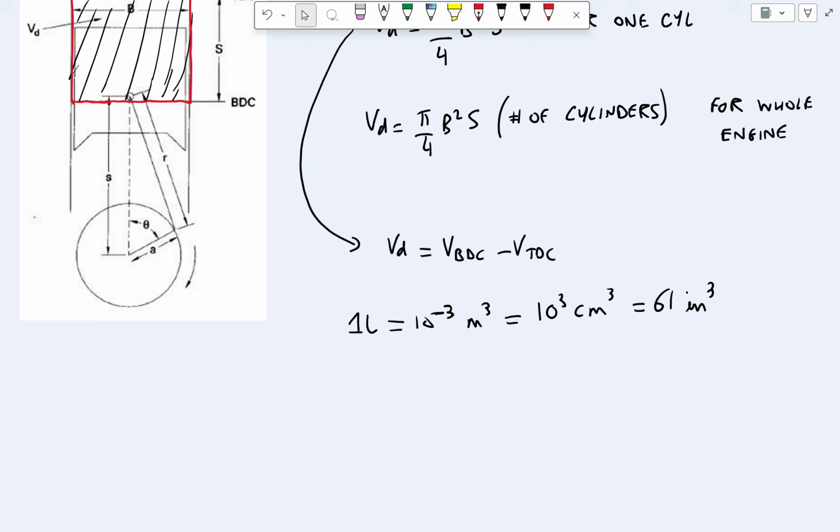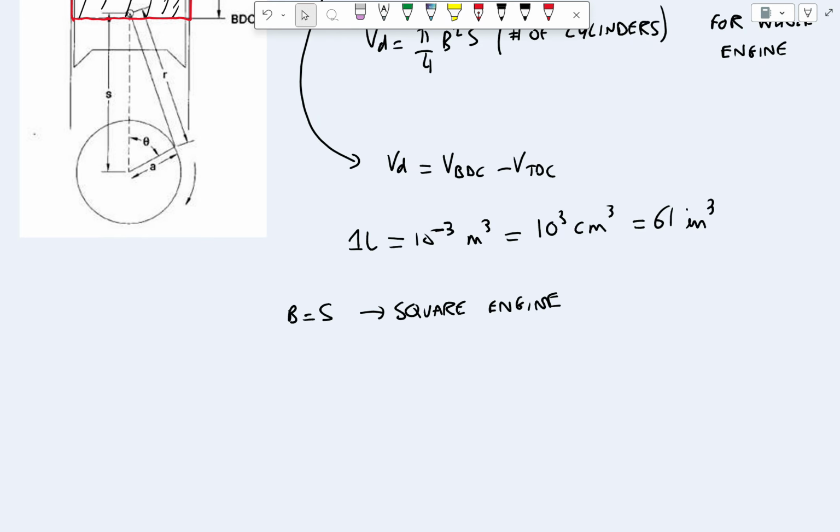Now, the next thing I want to talk about: if we remember, last time we talked about when bore is equal to stroke, we have something called a square engine. If we start with a square engine and decide to lower the bore and increase the stroke, this could be something that we do. We lower the bore, increase the stroke, which would mean that we would have an under square engine in this case. What I want to talk about is the positives and negatives of doing that. So let's look at the positives first.